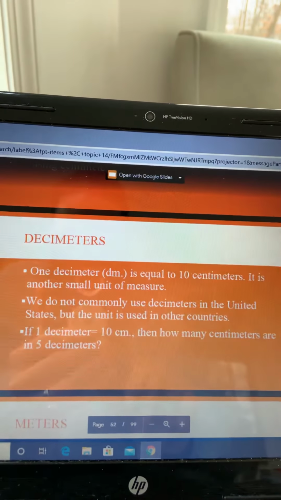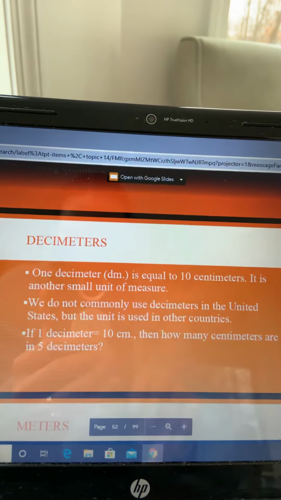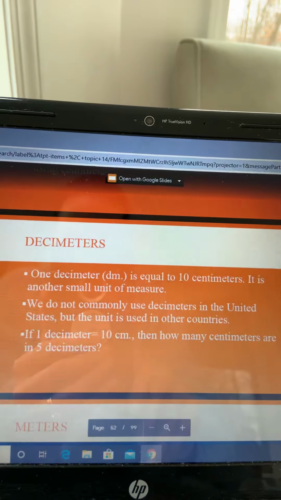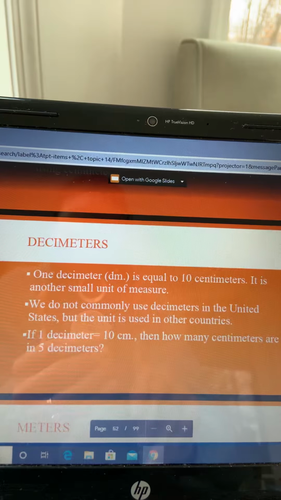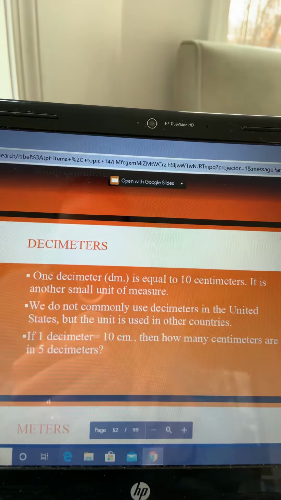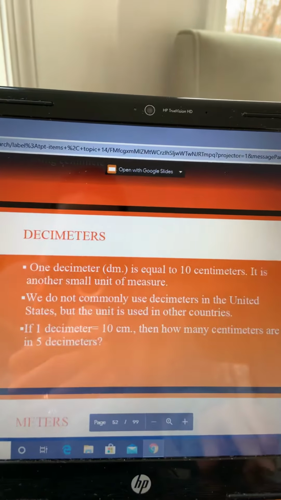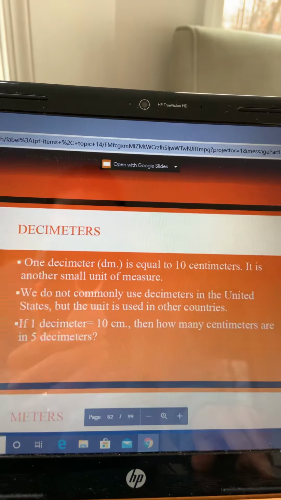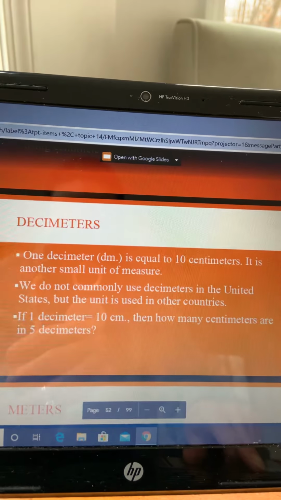A decimeter is equal to 10 centimeters. So if we have 10 centimeters, that would equal 1 decimeter. It is another small unit of measure. We do not commonly use decimeters in the United States, but it is a unit that is used frequently in other countries. If 1 decimeter equals 10 centimeters, then how many centimeters are in 5 decimeters? So there's a little question for you to challenge yourself with.